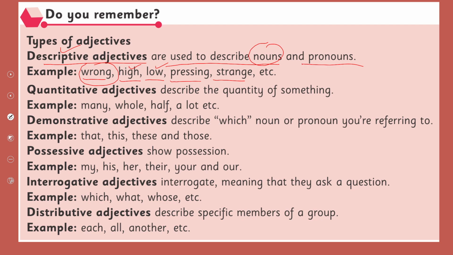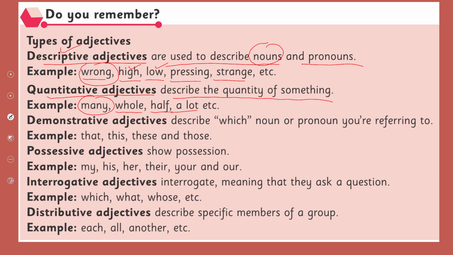Next one is quantitative adjectives. It's about the quantity, describing the quantity of something. For example, words like many, whole, half, a lot, etc. All these are quantitative adjectives because they are telling us the quantity.